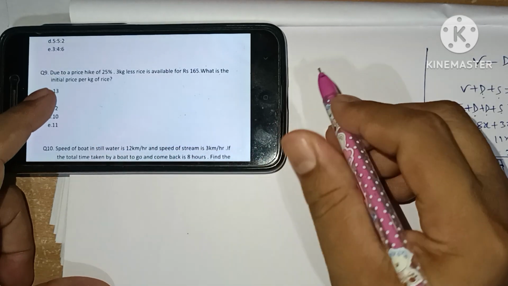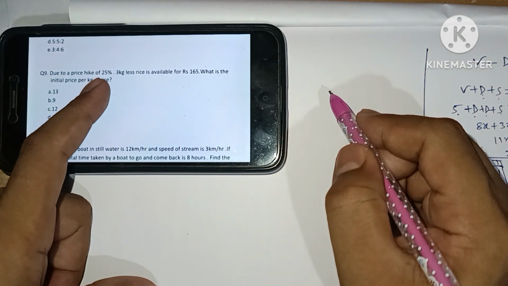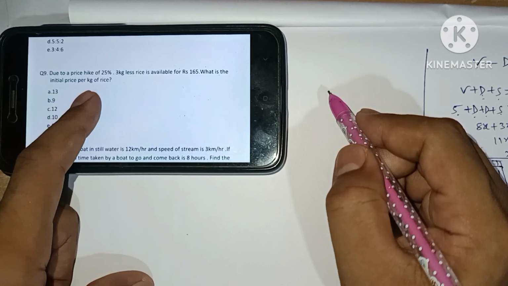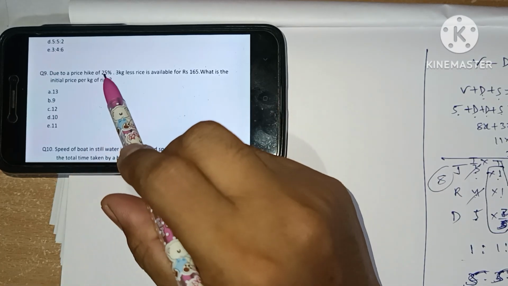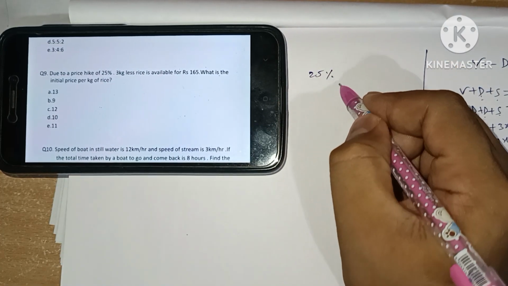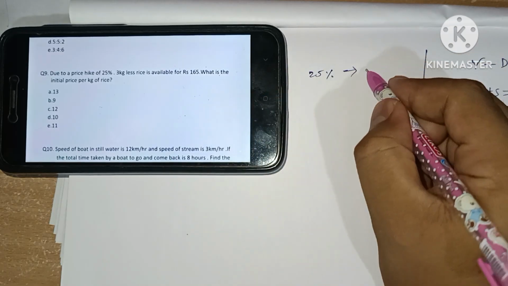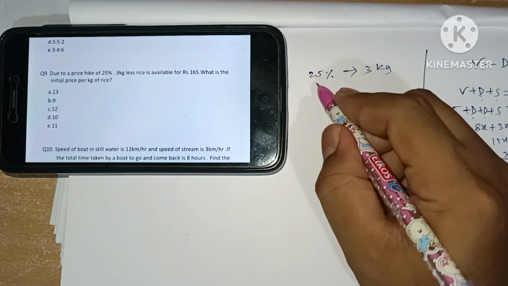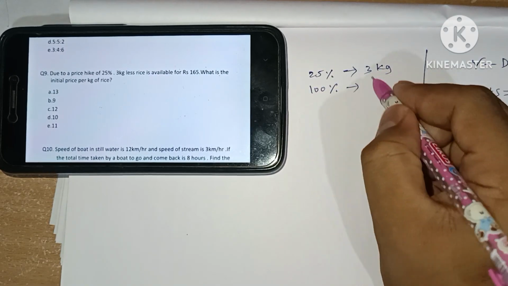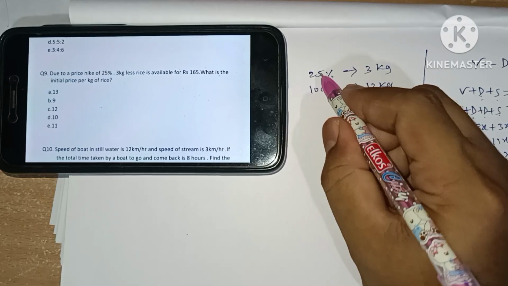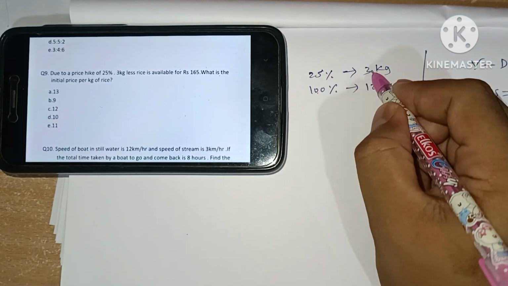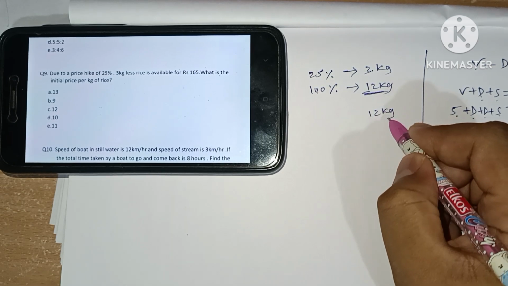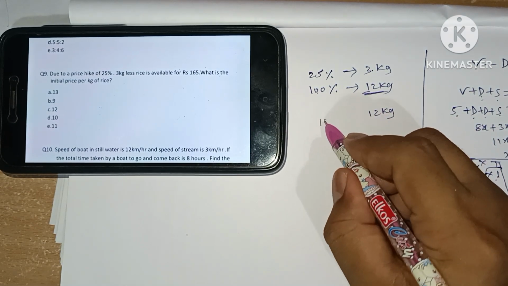Now question number 9. Due to a price hike of 25%, 3 kgs less rice is available for 165 rupees. What is the initial price per kg of rice? So the percentage hike is 25%. Due to that we are able to take 3 kgs less. If we take 100%, we get only 12 kgs. 25 times 4 for 3 times will be 12. So at present we are getting only 12 kgs. Initially we are able to get 15 kgs.